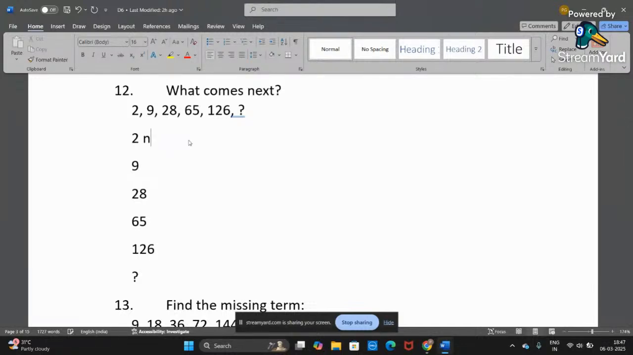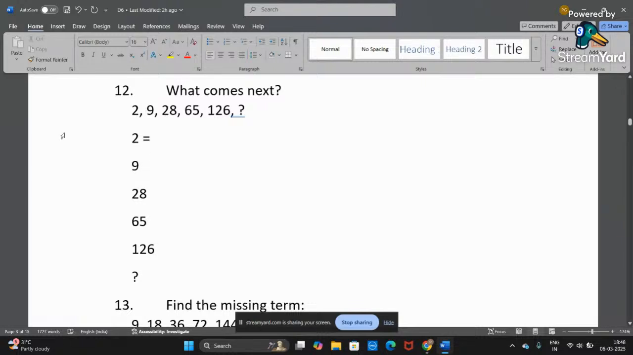One minute. See, 1 cube, or 1 square, it is how much? 1, right? Then 2 square is 4, and 2 cube is 8. Even here it is added with 1. After taking the cube, we're adding 1. And here 2 to the power 3 is 8. Even here we're adding 1.